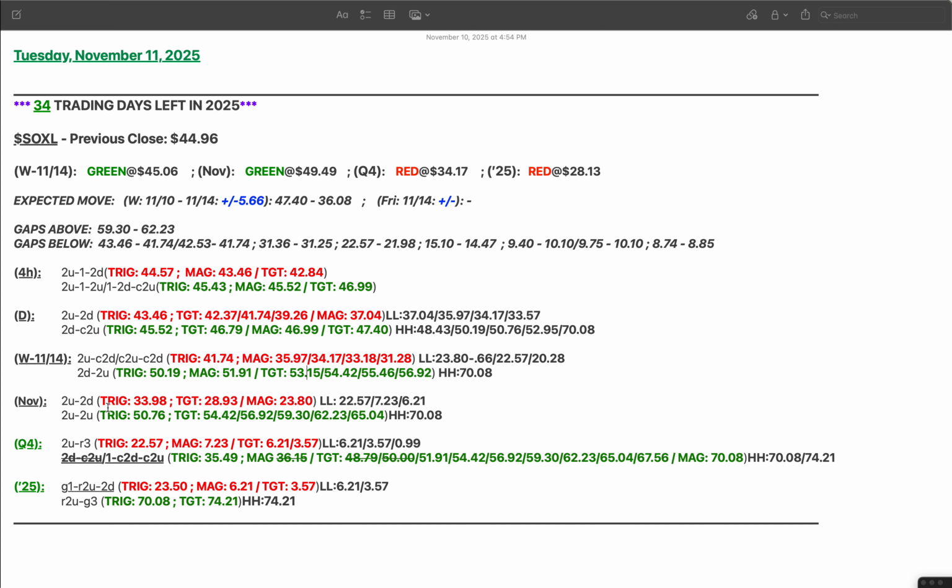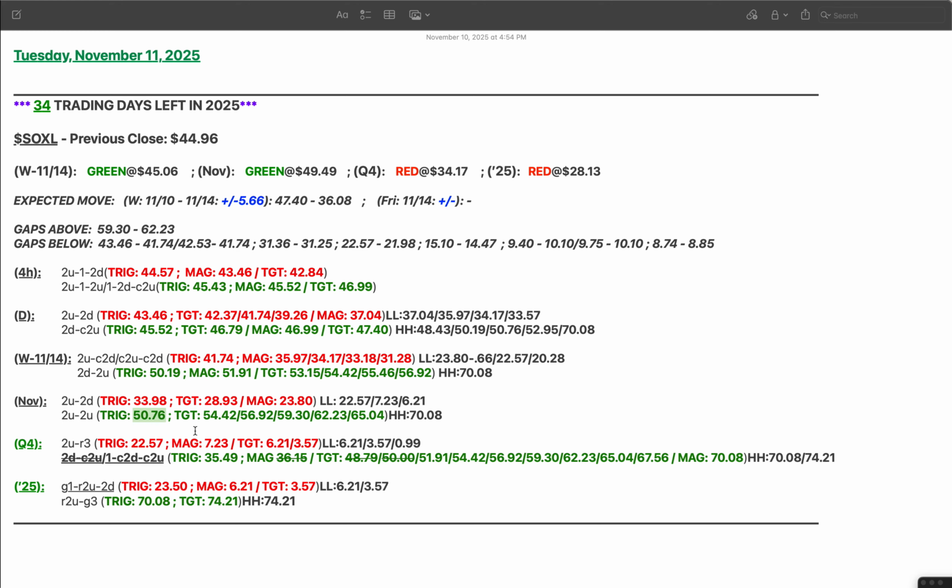Now for November, again, we're still an inside month, and we've got to get all the way down to 33.98 to trigger the 2 down. Obviously, that's further away than the 50.76 that would continue the 2 up in the month. So we've just got to wait for that to resolve.